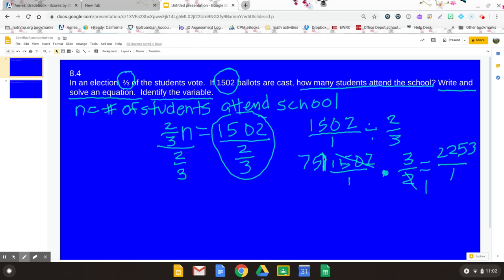So I know that 1,502 divided by 2/3 is equal to 2253. So that's what n equals, and remember n equals the number of students that attend the school, which is what they were asking me to figure out, how many students attend the school. So the answer is 2253.